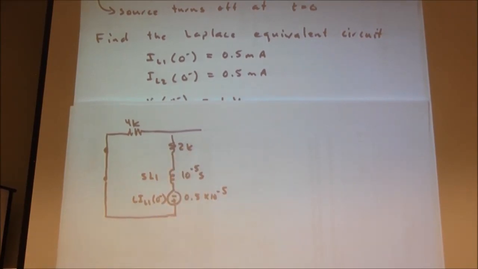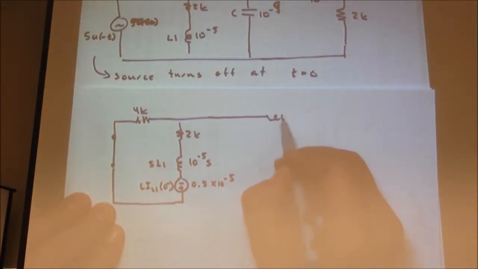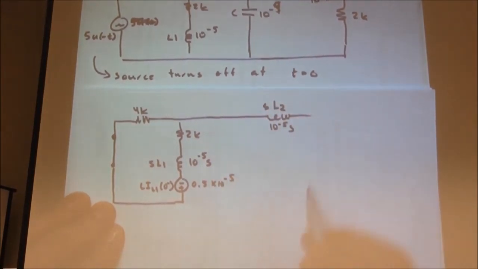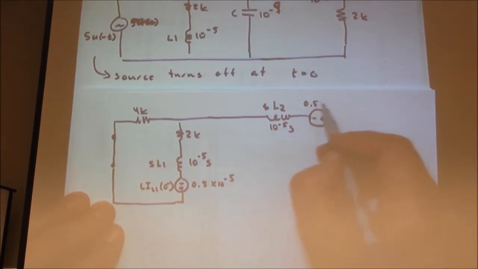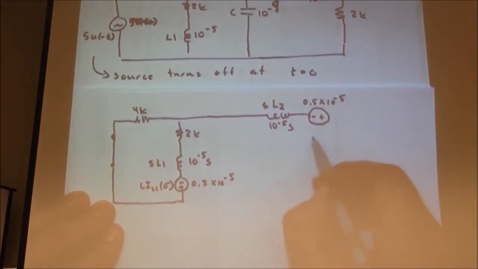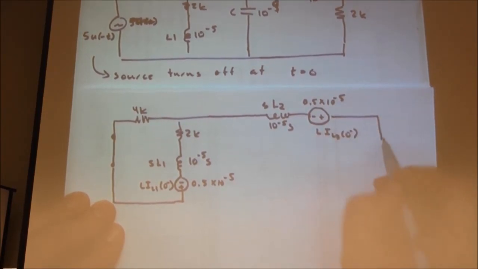The resistors, of course. And likewise, our other inductor, 10 to the minus 5 S, which is SL2. Our initial condition term happens to be the same initial condition by coincidence, 10 to the minus 5. So that's L I_L2(0-), and then into the 2K.